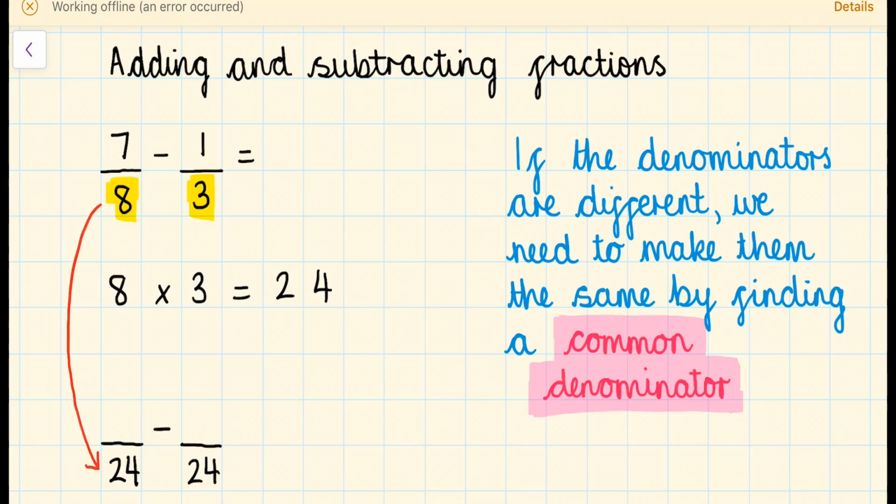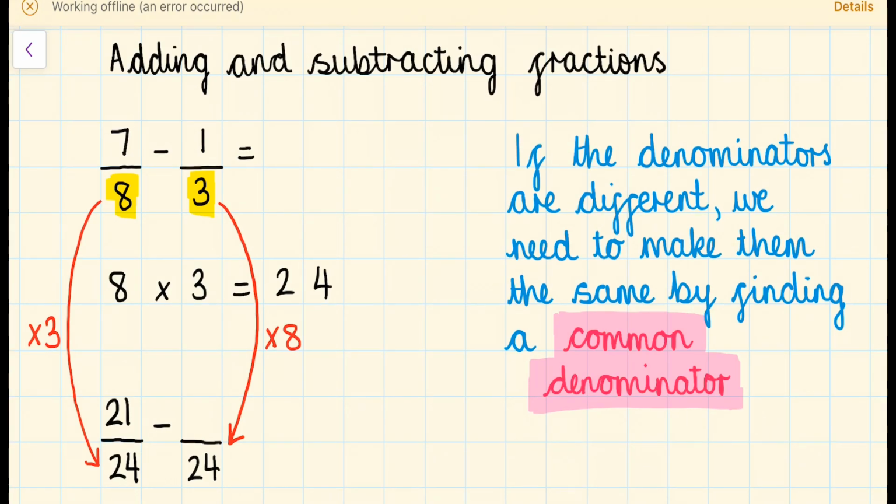And we multiplied it by 3. So whatever we do to the bottom, we do to the top. So we do 7 multiplied by 3, giving us 21. Then we look at the 3 and we say, what did we do to 3 to get to 24? We multiplied it by 8. So we do the same to the numerator of 1. So 1 times 8 gives us 8.